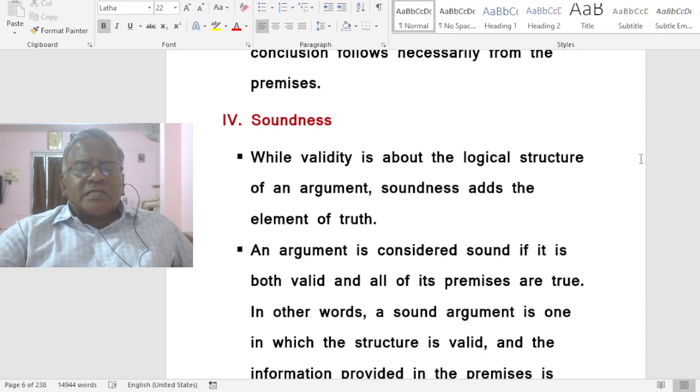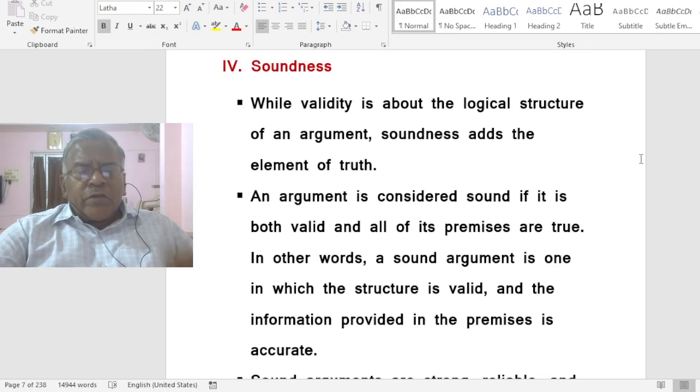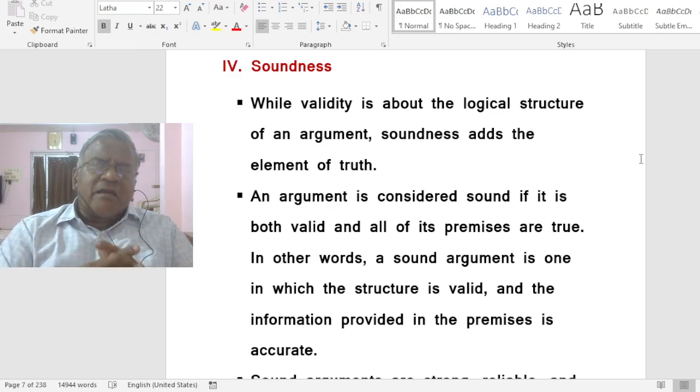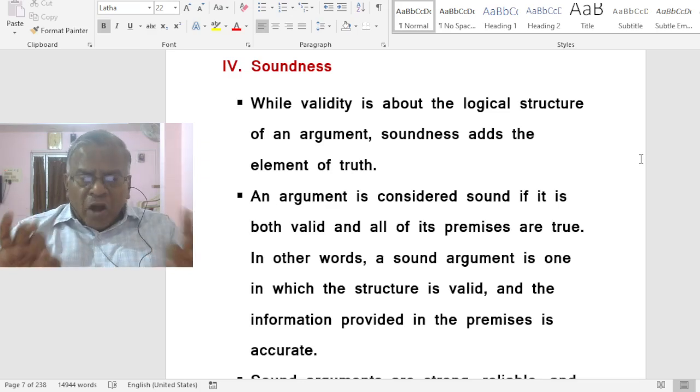Soundness. While validity is about the logical structure of an argument, soundness adds the element of truth. An argument is considered sound if it is both valid and all of the premises are true. For example, the same example we will be taking. All men are mortal. That premise is very true.